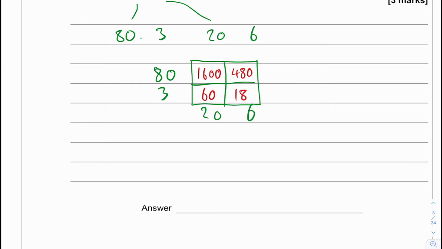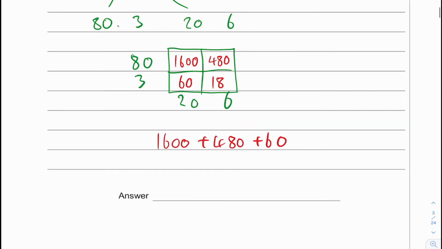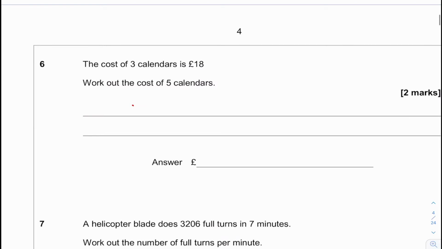And then what we do is we add all these up, so 1600 plus 480 plus 60 and then plus 18. So if we do the first two numbers first, we get 2080 plus 60, 2140, and then plus 18, we get 2158.